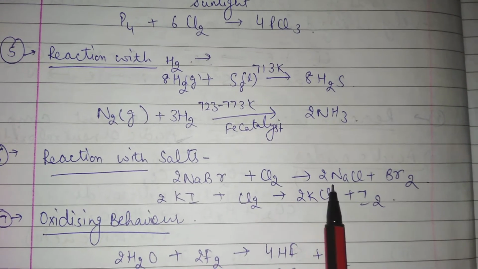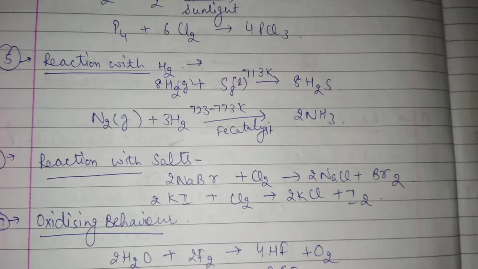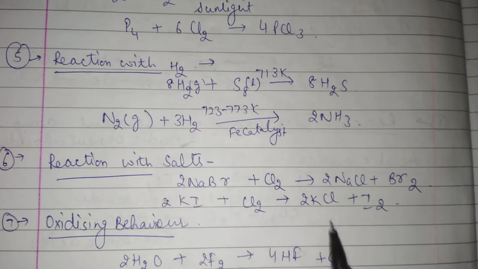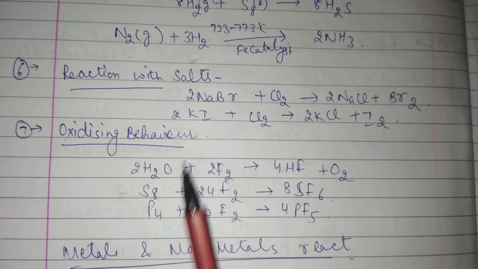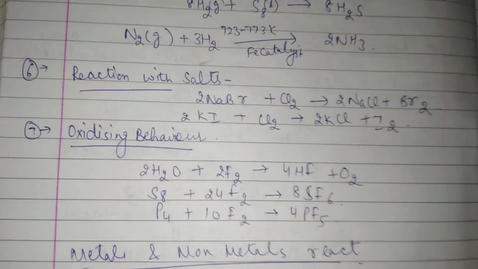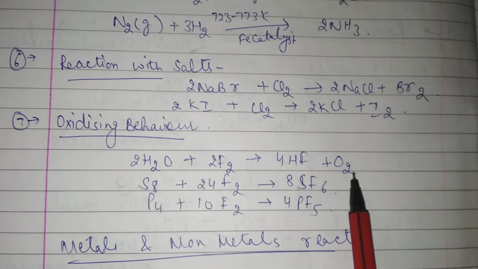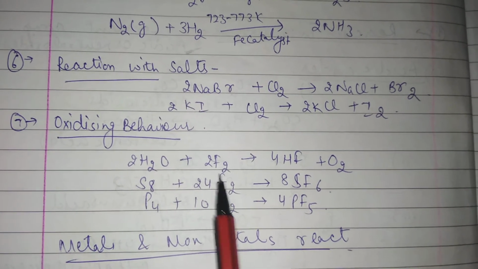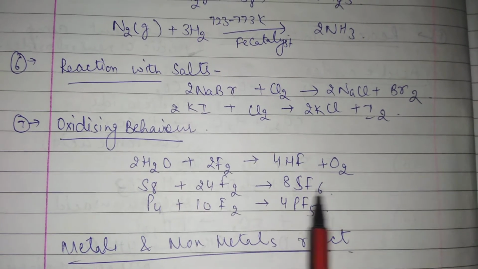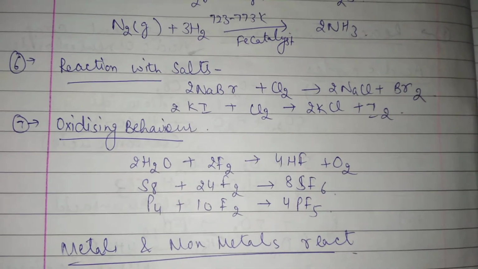NaBr combined with chlorine will form NaCl, and bromine gas is released. Potassium iodide, when it combines with chlorine, gives potassium chloride and iodine gas is released. Oxidizing behavior: water combined with fluorine will form hydrogen fluoride and oxygen is released. Sulfur combines with fluorine gas to form SF6. P4 combined with F2 will form PF5.